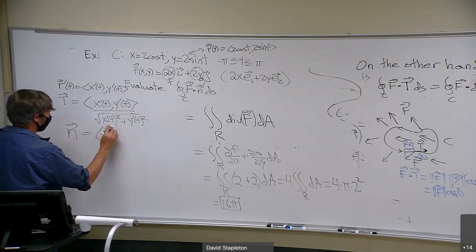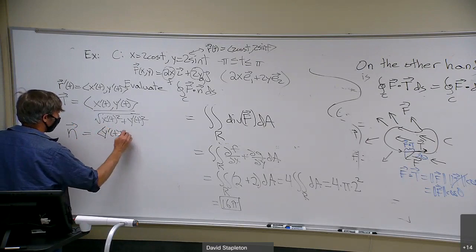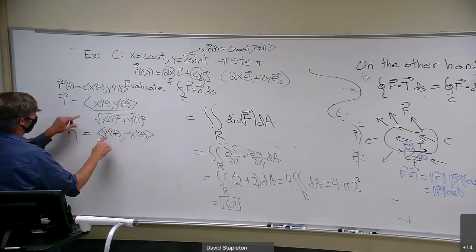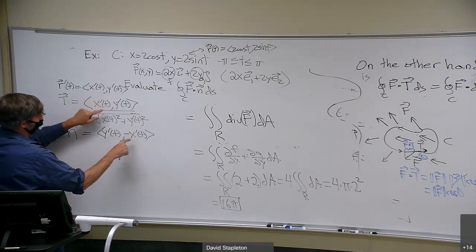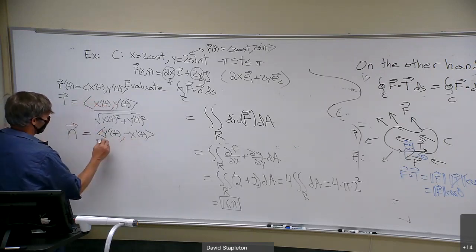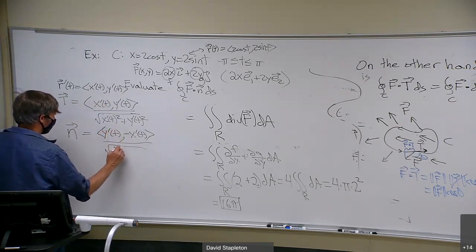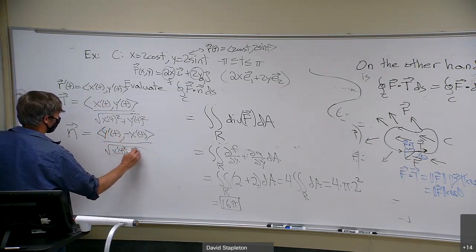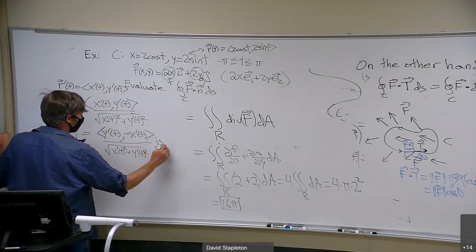Y prime of t, minus x prime of t. You notice this is perpendicular to the tangent, right? This times this is y prime x prime, plus this times this is minus y prime x prime, which is 0. So this is orthogonal to the tangent. And it's divided by the root sum square of these things, which is the same as this one, x prime squared plus y prime squared. That is the unit normal.